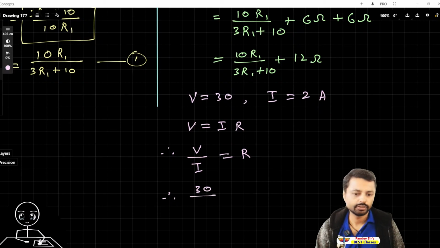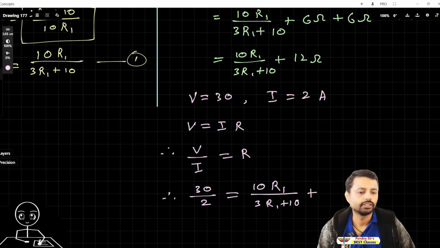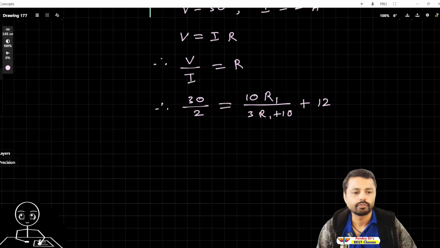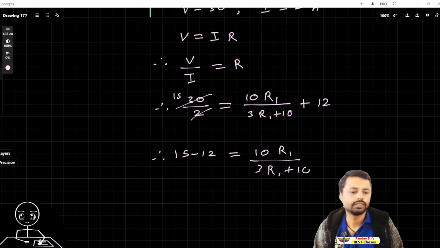What is I? 2. R is this total resistance we just now found out. So 10R1 by 3R1 plus 10 plus 12. Now 15 minus 12, so 12 will go there. We get therefore 15 minus 12 equal to 10R1 by 3R1 plus 10.